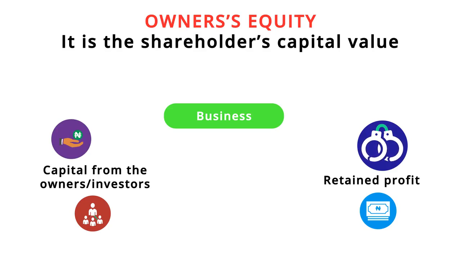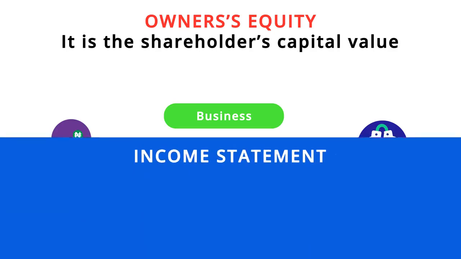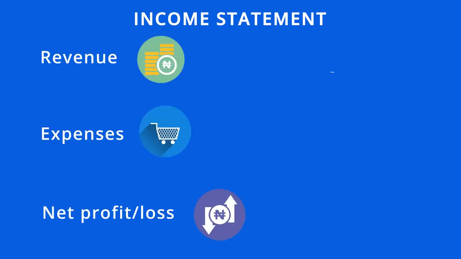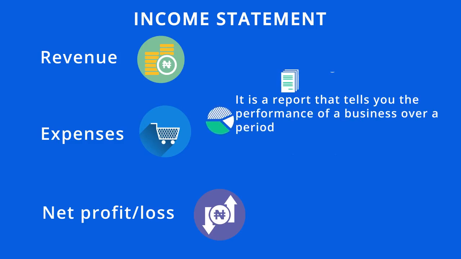We have covered the three major components of the balance sheet: assets, liabilities, and owner's equity. This takes us to the next financial statement, which is the income statement. The income statement shows three major components: revenue, expenses, and the net loss or profit of the company during a specific period of time. The income statement is a report that tells you the performance of a business over a period of time. A period could be a month, could be a quarter, it could be half year or 1 year. It covers a period.